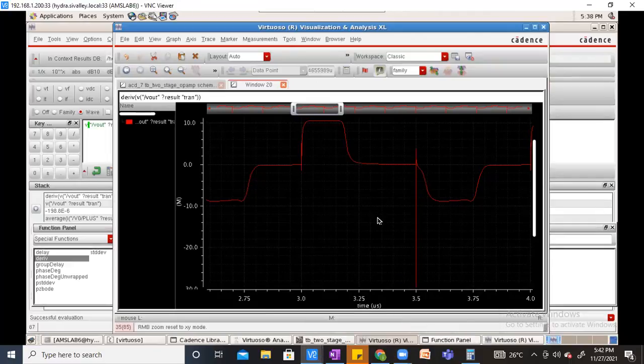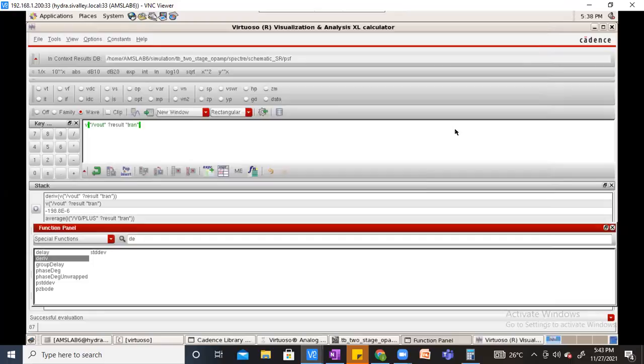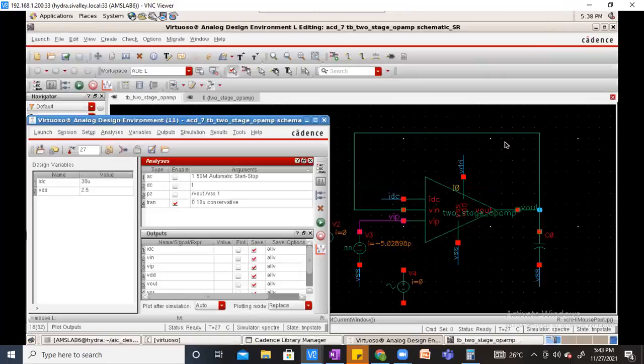Okay, so now what else is pending? Slew rate is done. Transient is also done. Settling time is also done. Yeah, stability is pending, right? Any questions before we move to stability? How to find out the stability?